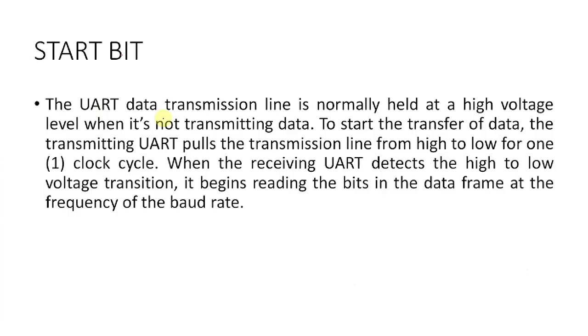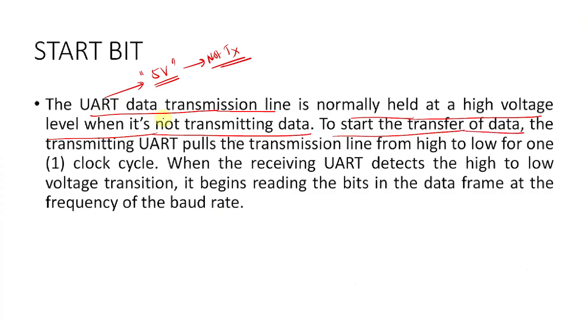So what is start bit? Your data transmission line is normally held at a high voltage level when it is not transmitting the data. So that means UART will be high voltage. Let us take 5 volts. It will be 5 volts when it is not transmitting the data. To start the transfer of data, the transmitting UART pulls the transmission line from high to low.